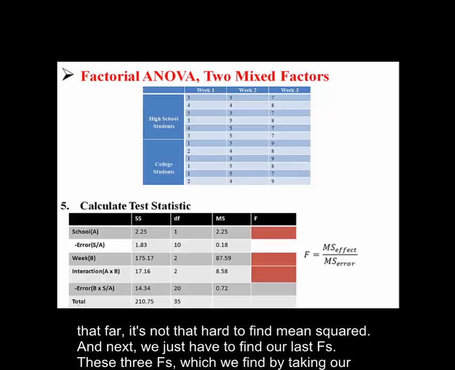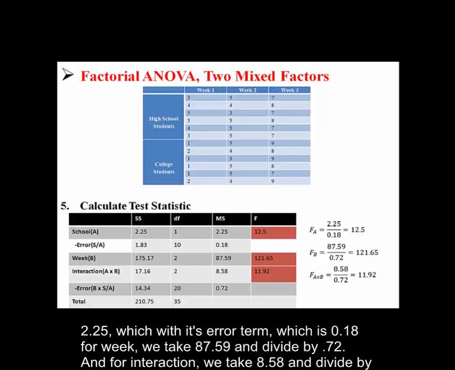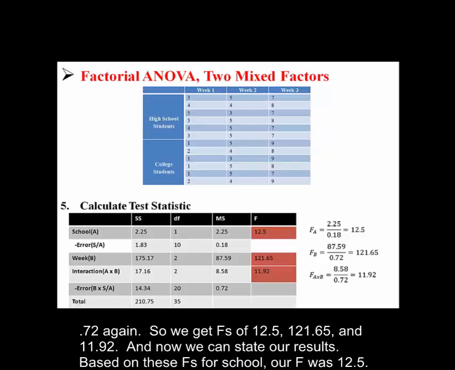And next we just have to find our last F's. These 3 F's, which we find by taking our MS effects and then dividing them by their associated error terms. So we end up with something like this. For school, we divide 2.25 by its error term, which is 0.18. For week, we take 87.59 and divide by 0.72. And for the interaction, we take 8.58 and divide by 0.72 again. So we get F's of 12.5, 121.65, and 11.92.